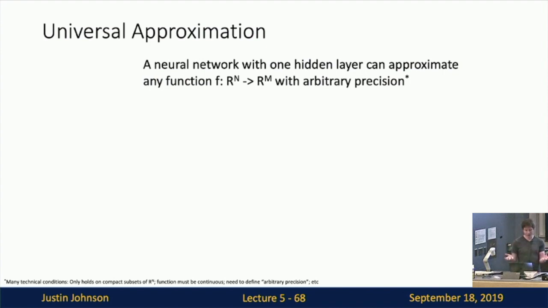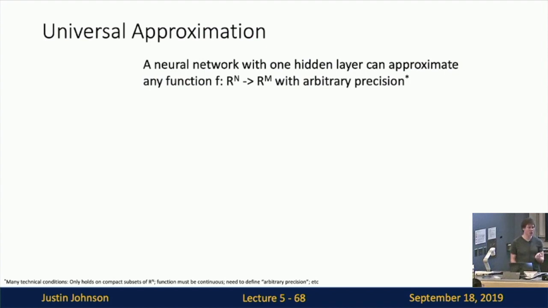Of course, when you say any function, people who've taken real analysis will get on your back, so there are a lot of technical caveats to this statement. Maybe it's only a compact subset of the input space, maybe it's a continuous function, what do we mean by arbitrary precision? But this isn't a real analysis class, so we'll just ignore all those details and say that neural networks can learn to approximate any continuous function on a bounded input space.